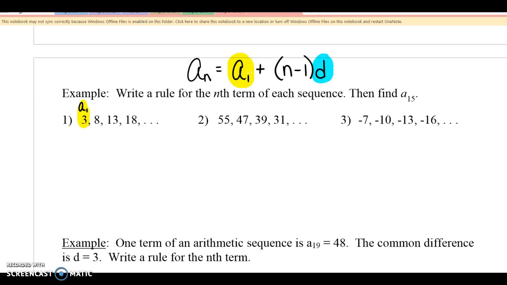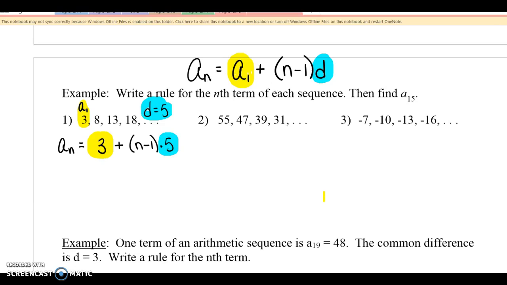To go from 3 to 8, we're adding 5. Are we adding 5 on all of them? Yes. So our d is 5, and I'm going to highlight that with blue. So a sub n equals, we need to write our first term. So what's our first term? 3 plus parentheses n minus 1. And then we need to multiply by our common difference, d, which is 5.